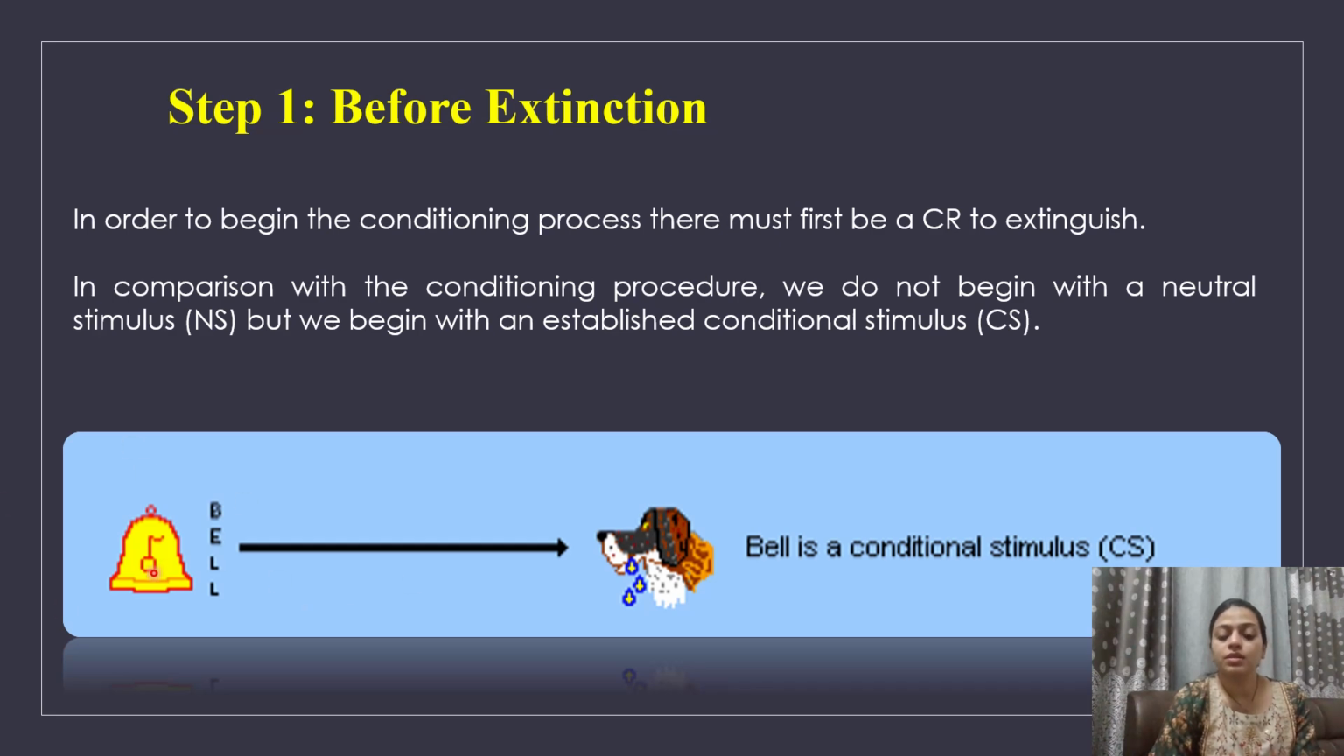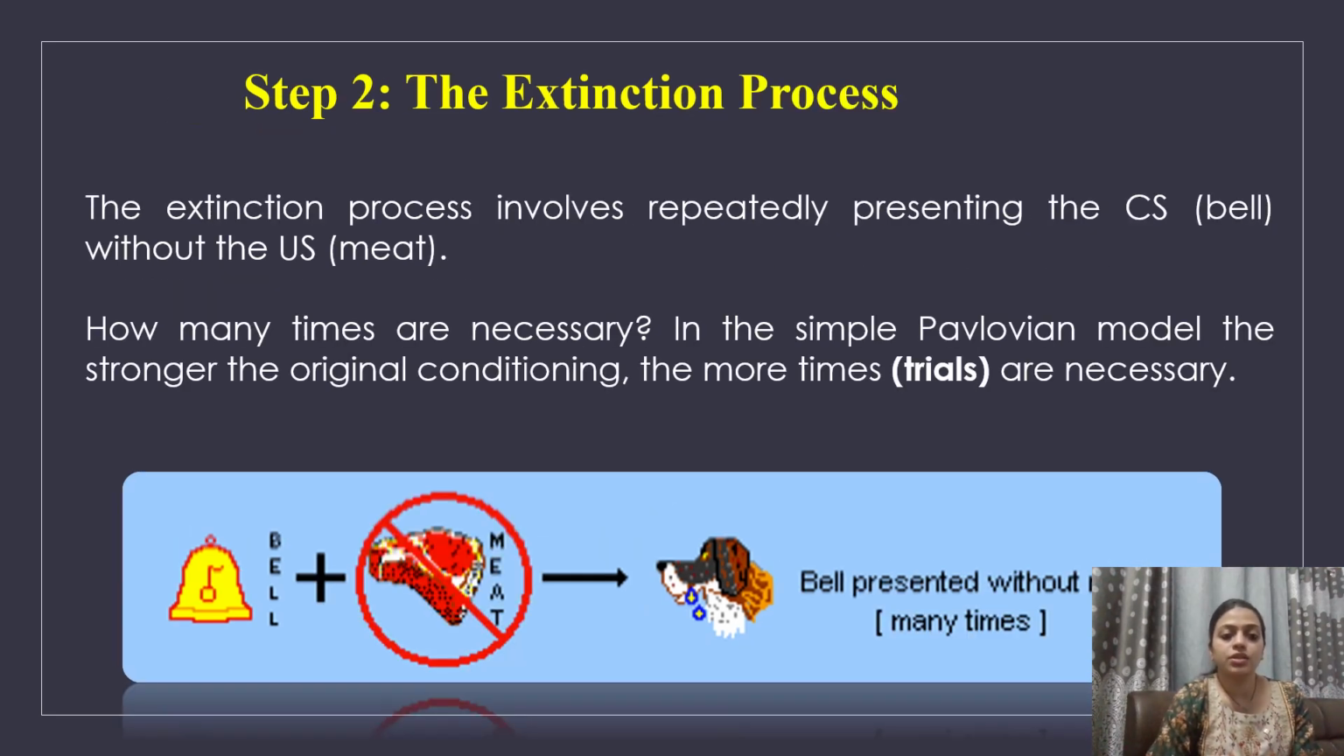Now the bell is rung alone and the food is not being offered, so the bell is causing salivation. This is before extinction. Now during the extinction process, repeatedly you present the bell without giving the food or the meat. How many times is that necessary? In the simple Pavlovian model, the stronger the original conditioning, the more times you need to do the extinction. So the bell is presented without food many times, salivation is still happening. This is the extinction process going on.